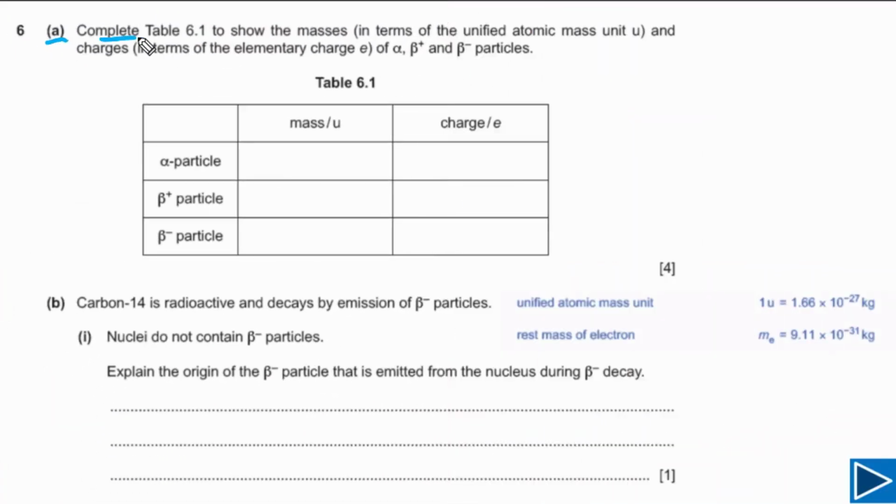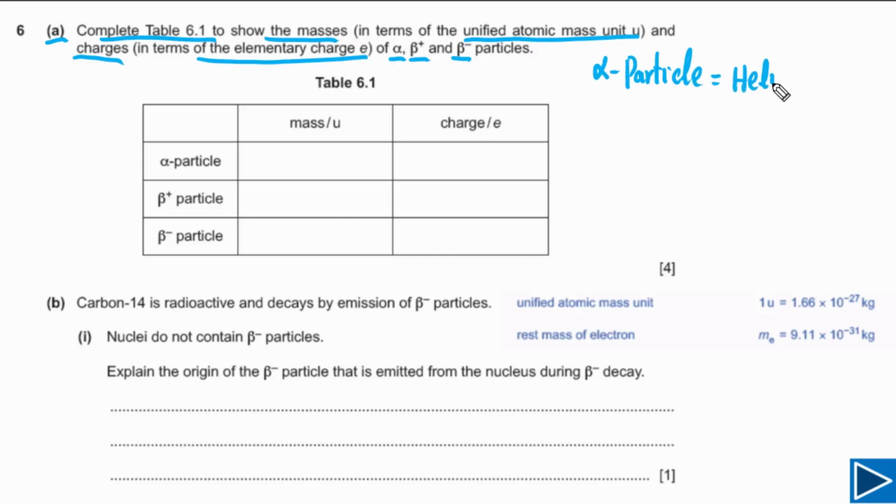For part A, we need to complete table 6.1 to show the masses in terms of atomic mass unit u and charge in terms of elementary charge e of alpha, beta plus and beta minus particles. First of all, let's try to understand these particles. Alpha particle is simply a helium nucleus. So we can write down alpha particle is equal to helium nucleus. As it is a helium nucleus, it has no electrons. So helium nucleus is very important. Sometimes in the exam they will ask you what an alpha particle is. So simply you can say it is a helium nucleus.